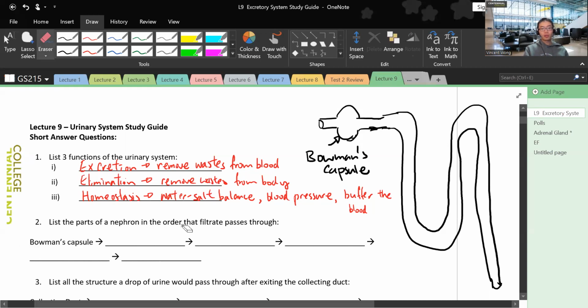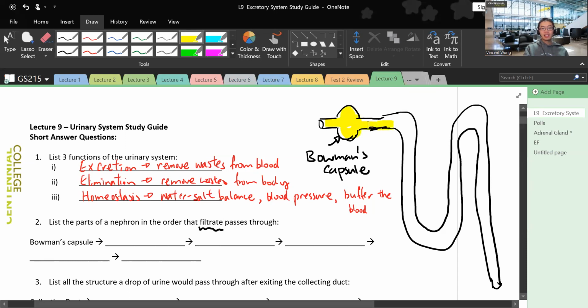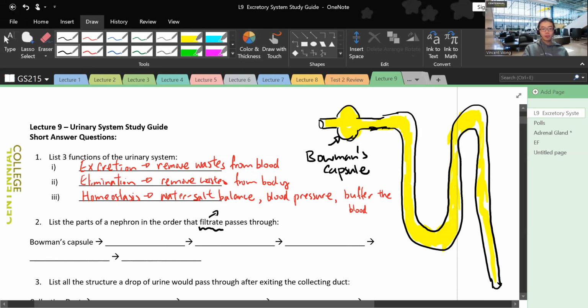List the parts of the nephron in order that filtrate passes through. So the filtrate is talking about the stuff that's inside the nephron. Remember, it is a hollow structure. So inside it's filled with fluid, and the fluid is called the filtrate. For all intents and purposes, the filtrate is what will eventually become the urine. Okay, so filtrate eventually becomes urine.